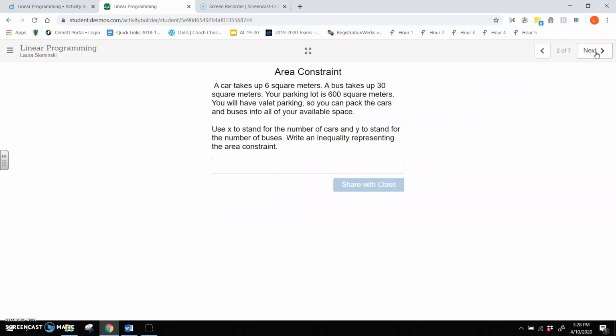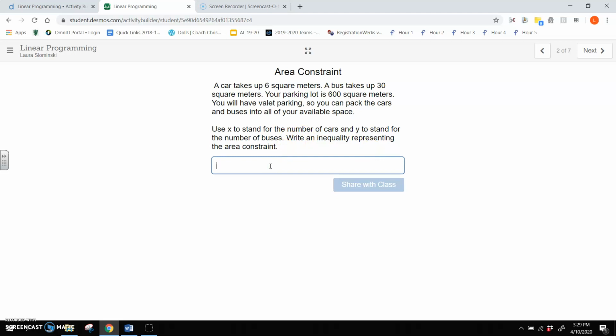So in order to attack this problem, to figure out what would get me the most amount of money, I need to talk about different types of constraints. This slide says there's an area constraint, meaning I only have so much space. A car takes up 6 square meters, a bus takes up 30 square meters. Your parking lot is 600 square meters. You will have valet parking, so you can pack the cars and buses in all of your available space. X is going to be cars and Y is going to be buses.